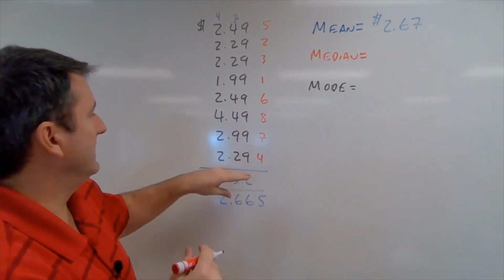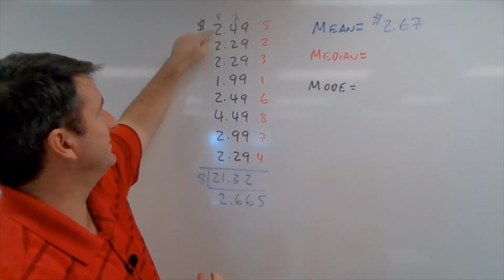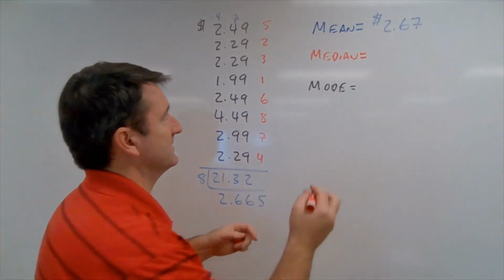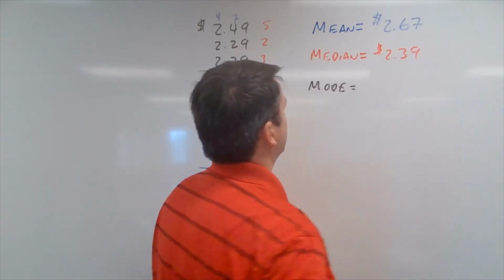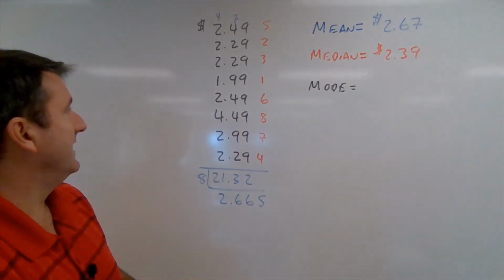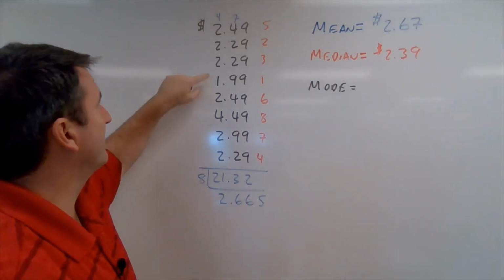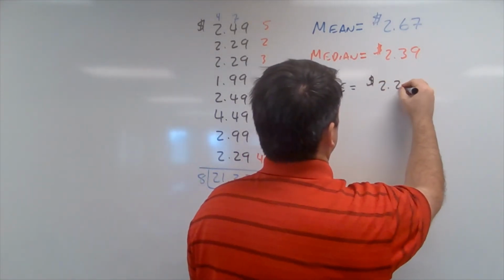And we want the middle two numbers, so 4 and 5, so 229 and 249, and the median is going to be halfway between those. So the median is going to be $2.39. And then finally, the mode is just going to be the value that shows up most often. So we have 3 that are 229, so that's going to be our mode, is $2.29.